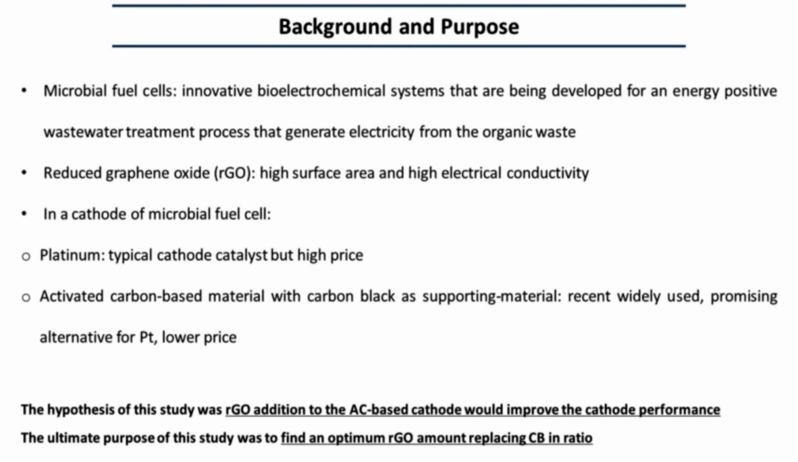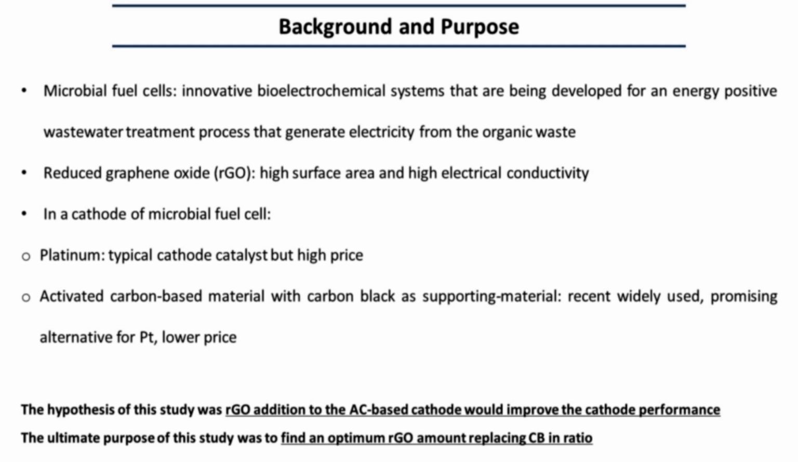One of the most promising alternative catalysts for platinum is activated carbon powder. However, activated carbon has lower catalytic activity for oxygen reduction reaction, and the performance of AC cathode was improved through various physicochemical treatments. In this paper, we intend to improve the performance of the cathode by adding reduced graphene oxide to the AC cathode. RGO is a carbon-based graphene structure material with high surface area and electrical conductivity.